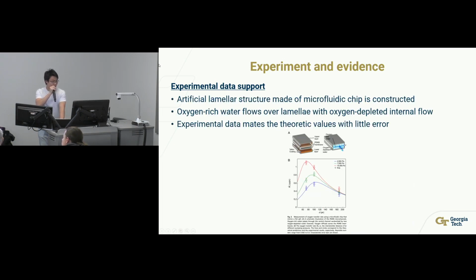Another experiment they did is to make an artificial laminar structure made of microfluidic chips, and they just pump the oxygen-rich water over the structure, and they have some of the oxygen-depleted water inside the structure, and they measure the rate the oxygen diffuses into the internal structure. And they found the data points as shown here, and they match their curve that describes their theoretical values.